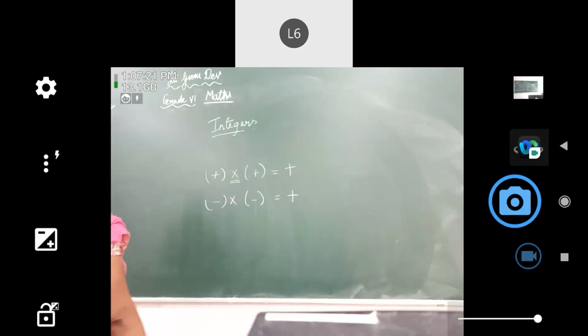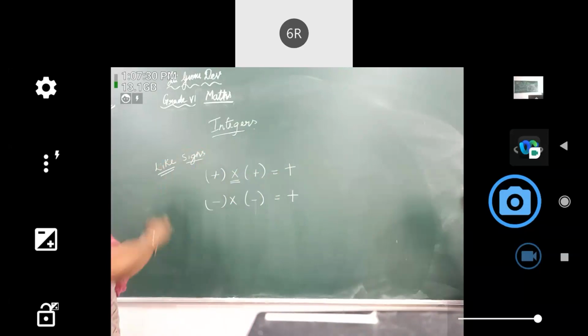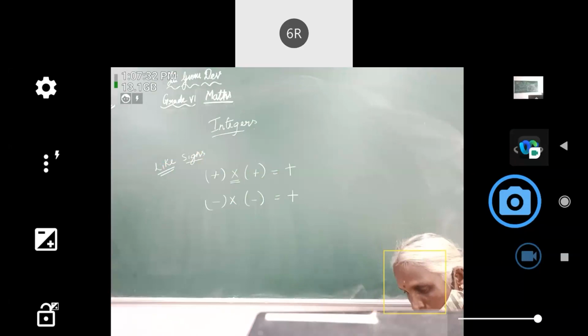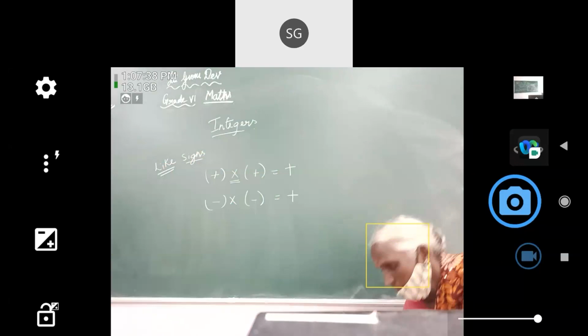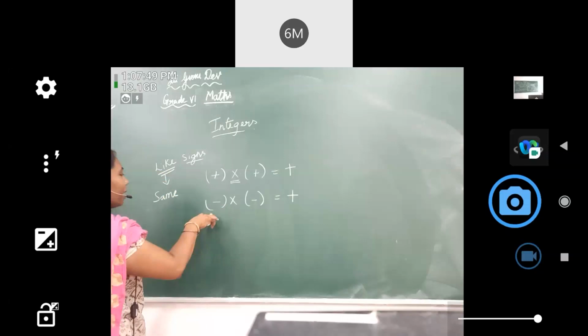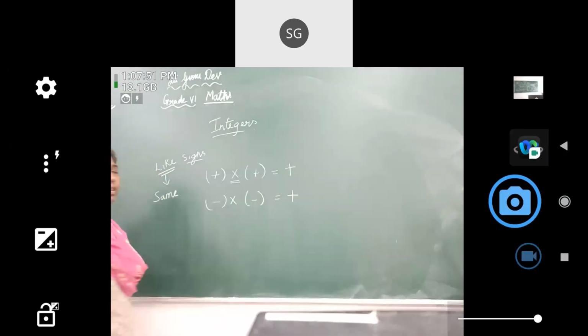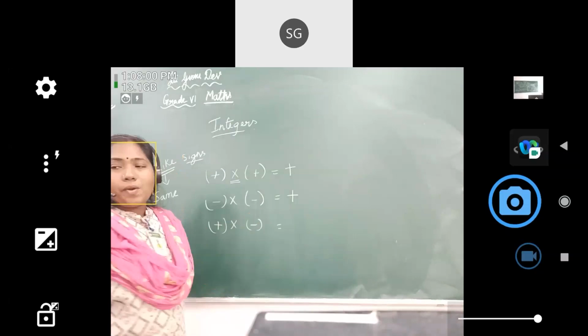See, there is a term called like sign. Like means what? The same. Yes. You would have studied about like fractions, like decimals and everything, right? Two negative signs, when you multiply two negative signs, the product will be positive. When one is positive and the other one is negative, it's negative, ma'am.